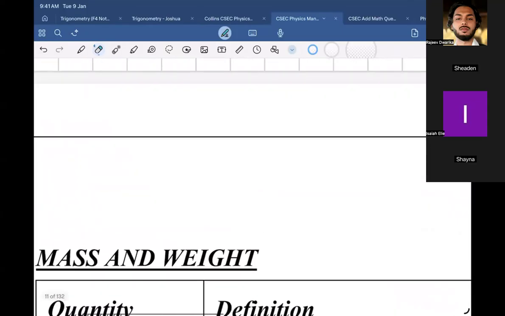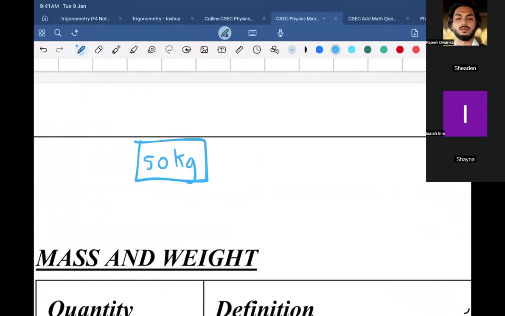Let me ask a question, right? If I were to see 50 kg, is this mass or is this weight? What do you all think? Is 50 kilograms mass or weight? Mass. Do you agree? I think weight, but I think I'm wrong.